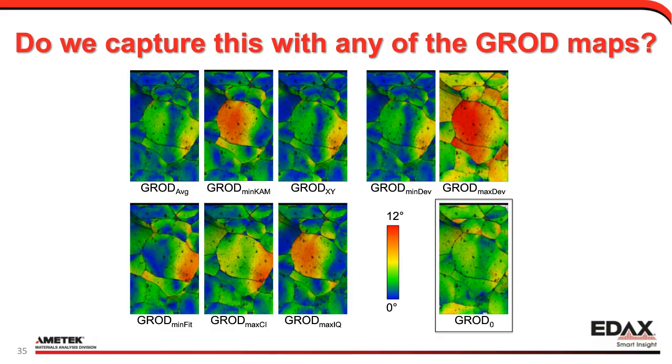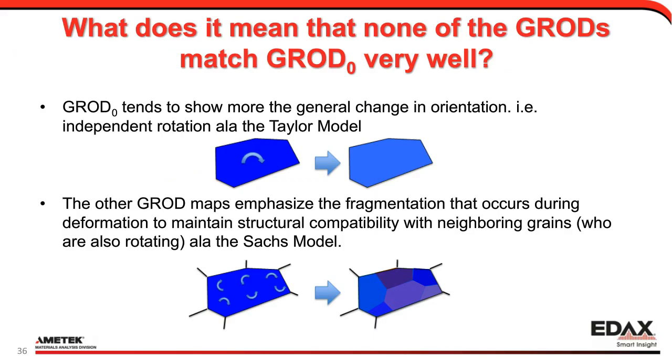But what does it really mean that none of them match perfectly? Well, I think what we're learning is that the GROD 0 map tends to show us the more general change in orientation. That is the independent rotation, the rigid body rotation of the material as a whole. The other maps tend to emphasize the fragmentation that occurs during deformation as the material tries to maintain structural compatibility with neighboring grains, all of which are also rotating. So more like the Sachs model.